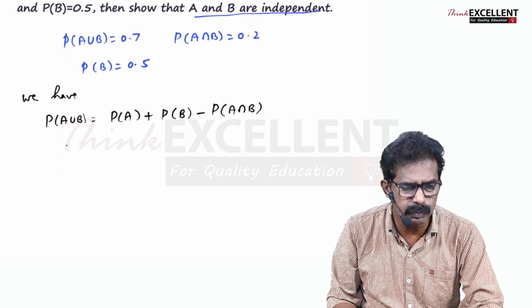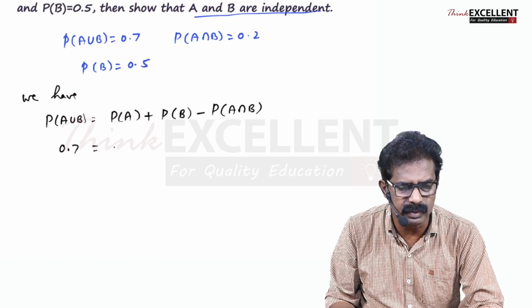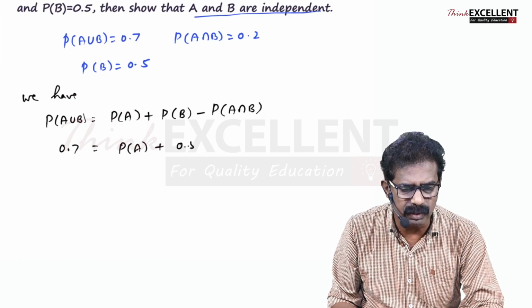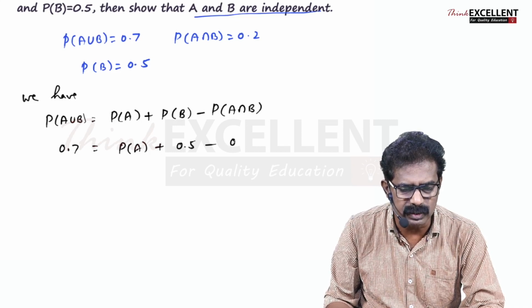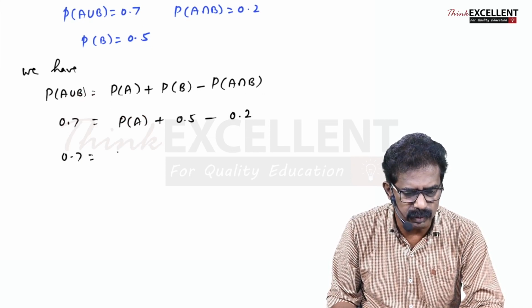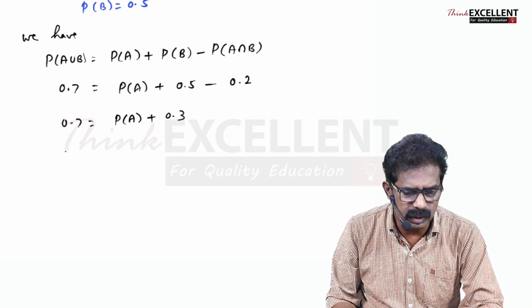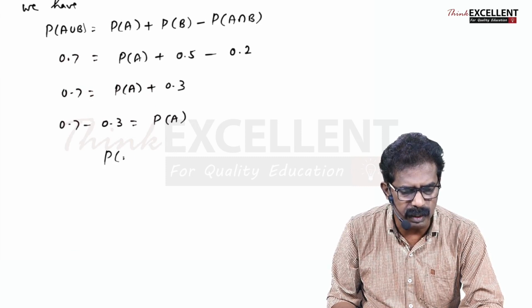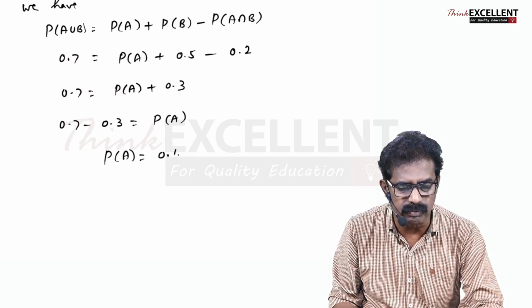Substitute the known values. P of A union B is 0.7. P of A we don't know, plus P of B 0.5, minus P of A intersection B 0.2. So 0.7 is equal to P of A plus 0.3. Bring it to the left side. 0.7 minus 0.3 is equal to P of A. So you are getting P of A is equal to 0.4.